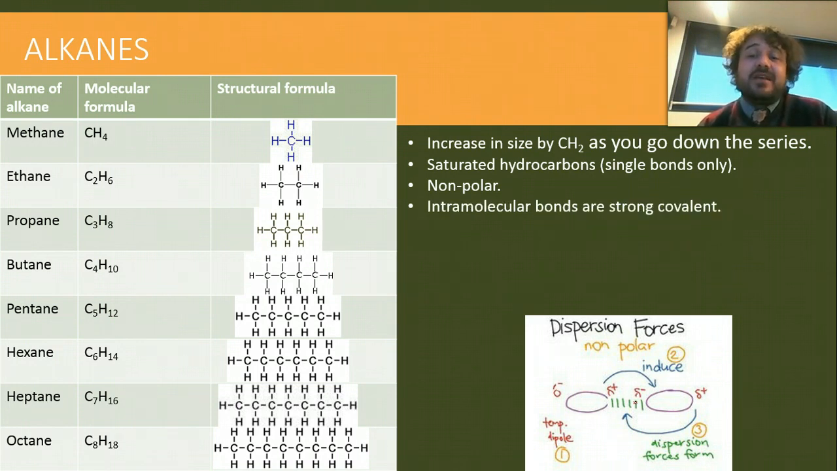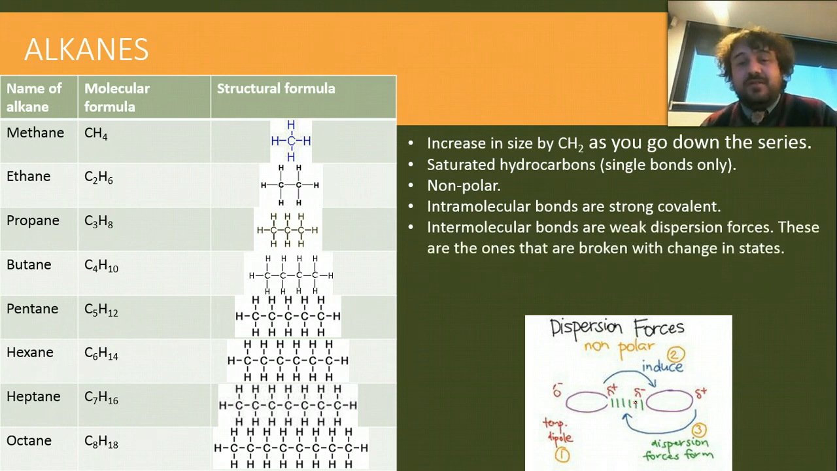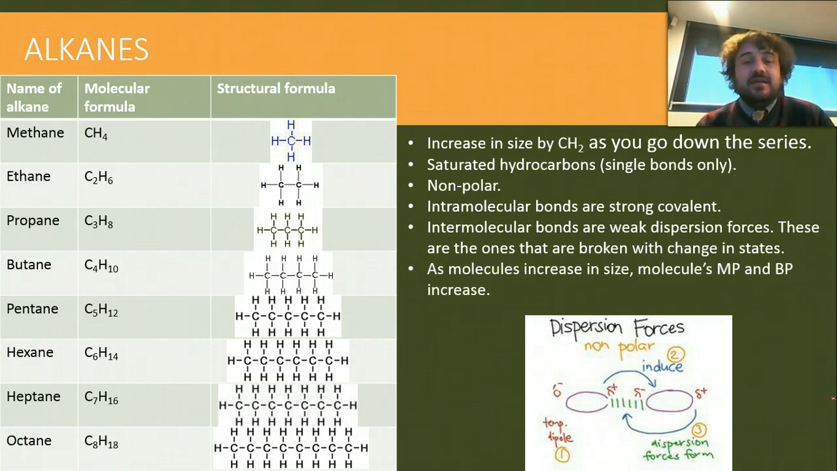So they have intramolecular bonds. These are strong covalent bonds. Intermolecular bonds are weak dispersion forces, and these are the ones that we break when we change states. So basically, as the molecule increases in size, the melting point and the boiling point increase. So the smaller they are, the more volatile. The smaller they are, the more easily they react. And that's because of these dispersion forces. The suffix is ane, A-N-E, say ethane, methane, and so on.